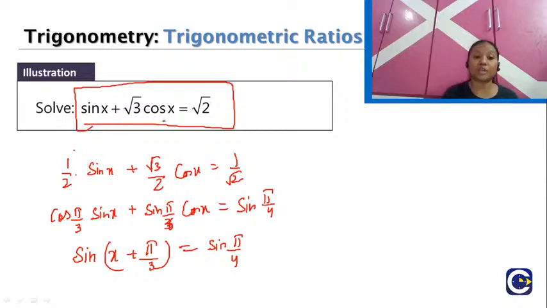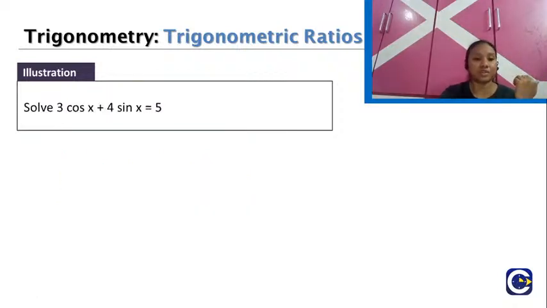I have shown you the previous one by converting into the formula of cos a minus b. But here I have converted into sin of a plus b. Which means in two ways we can actually convert the given trigonometric equation. So this is all about our methods of solving trigonometric equations.